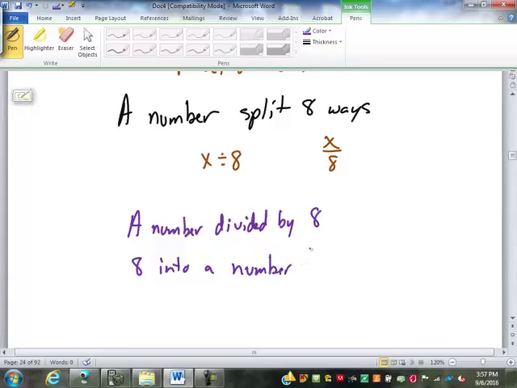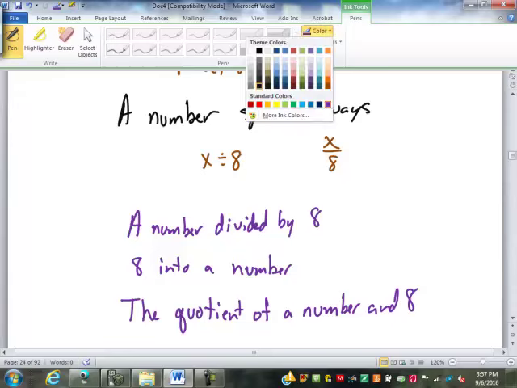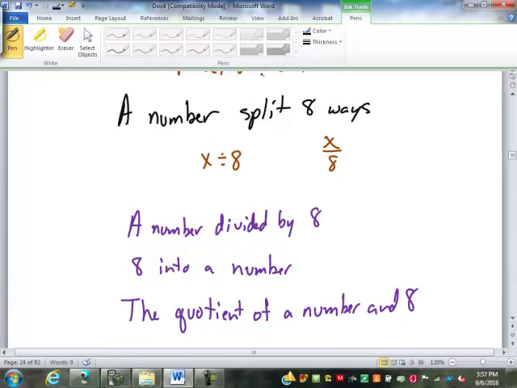Now I use sum for addition, difference for subtraction, product for multiplication. Anybody know the word for division? Quotient of a number and 8. And again, there's several possible variations of that.